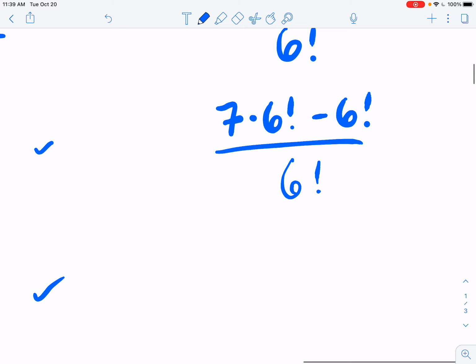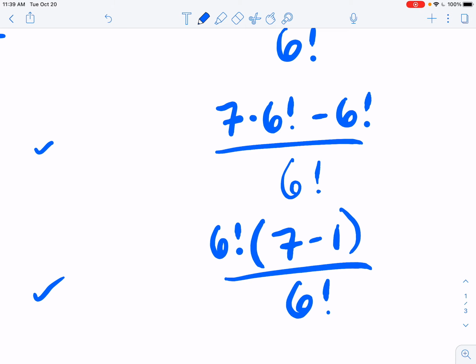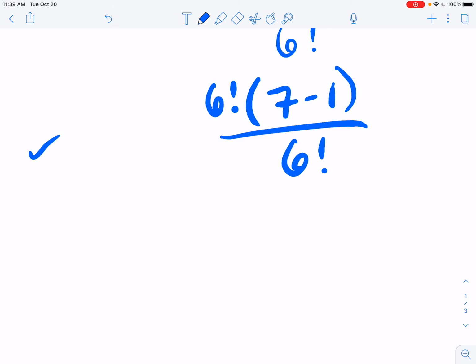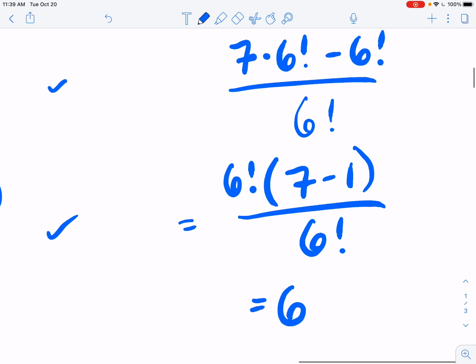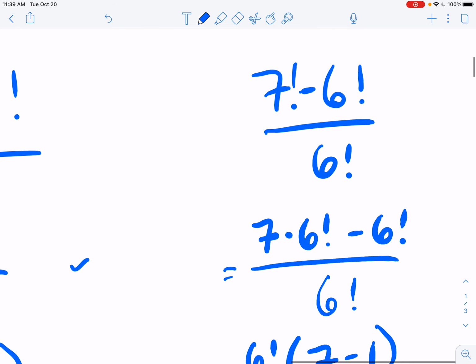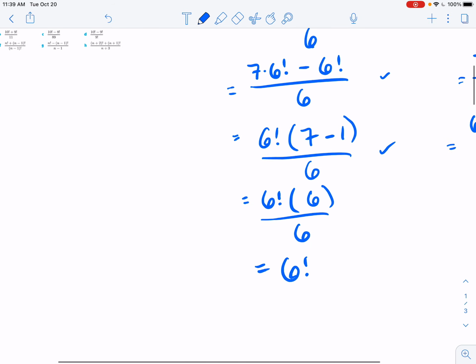Lots of 6 factorials. Factor out a 6 factorial. And this is going to be kind of the opposite problem that we just saw. The 6 factorials cancel. And 7 minus 1 is 6. And so life is good. Okay, there are those problems.